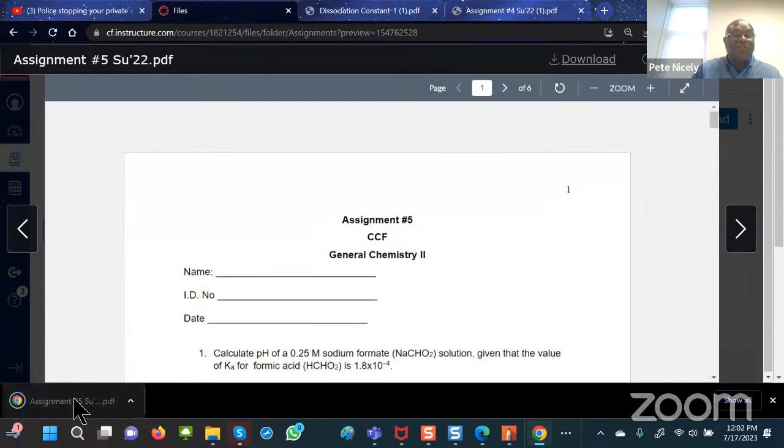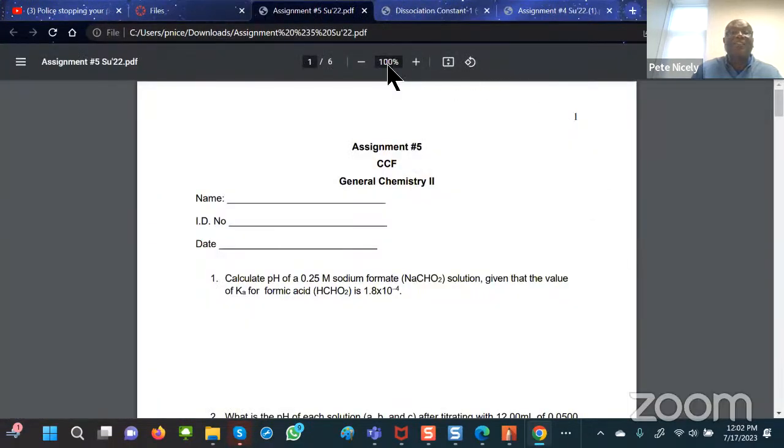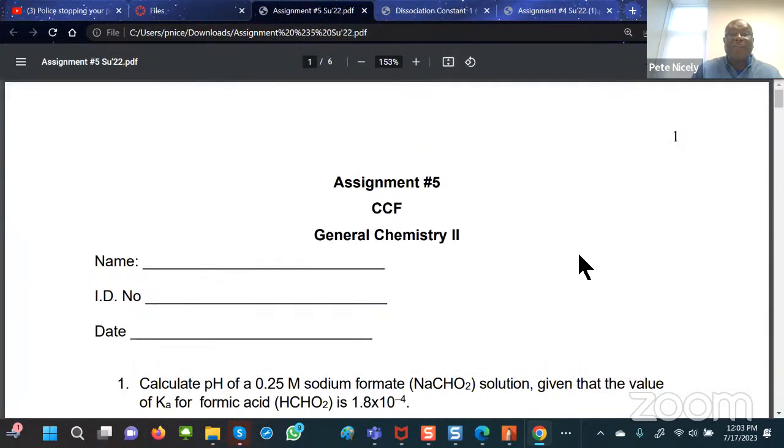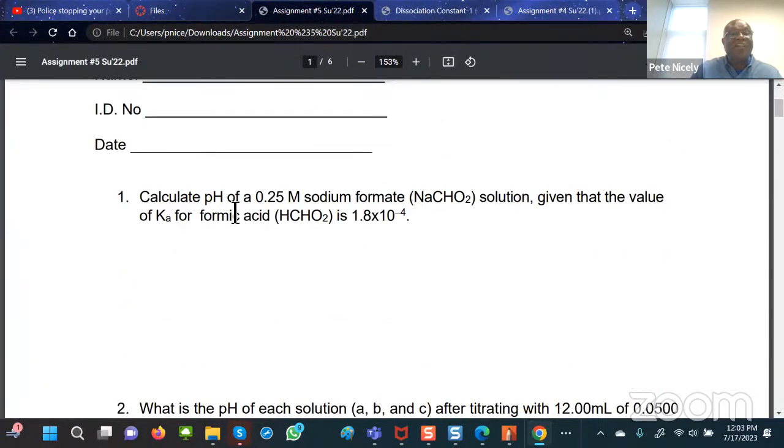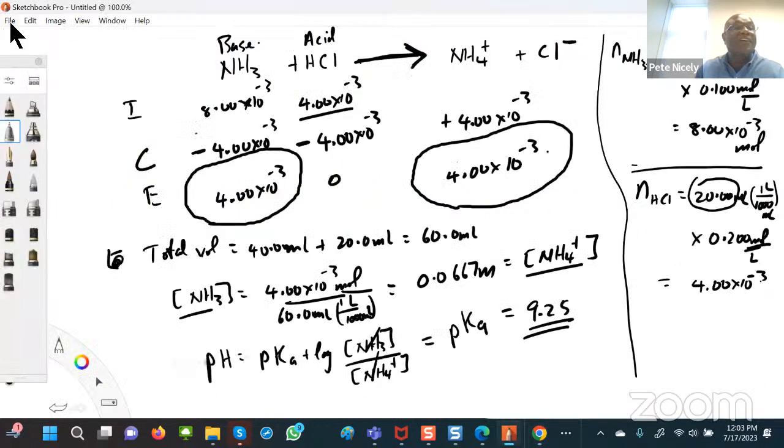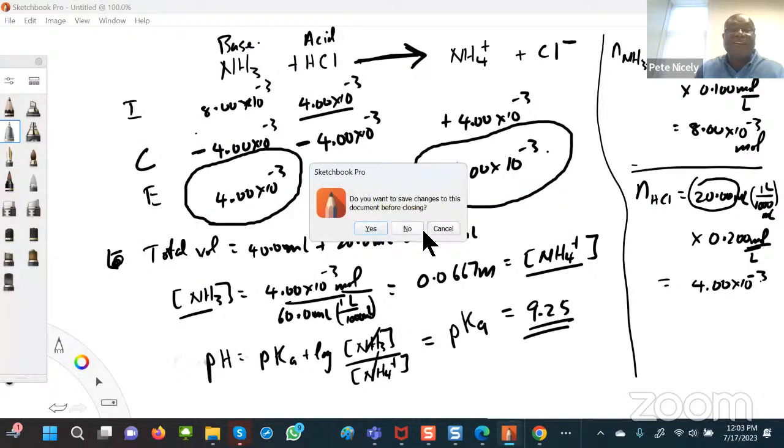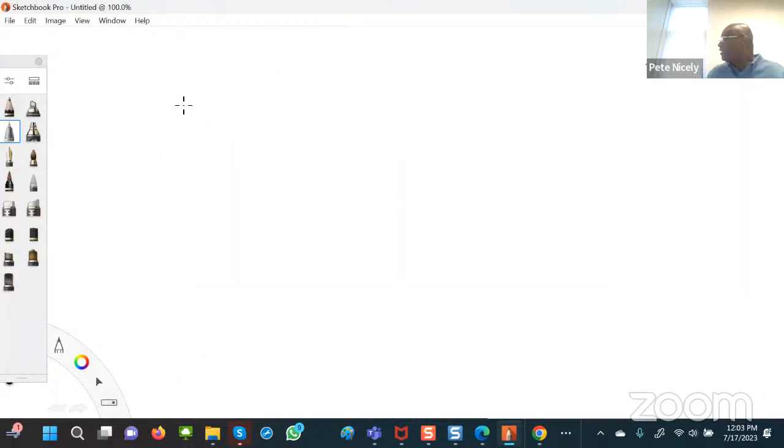Okay, so there's a question here. The first question I want us to look at, and I think we covered this in the previous chapter, says: calculate the pH of a 0.25 M sodium formate solution given the value of Ka for formic acid is 1.8 times 10 to the minus 4. So I'm going to need some space for this. So again, I'm going to go to my writing pad here, and I'm going to get rid of this here. And let me just write down the essential information.